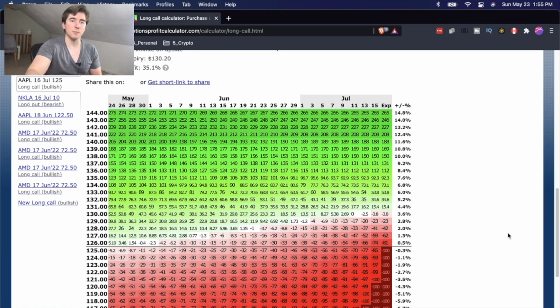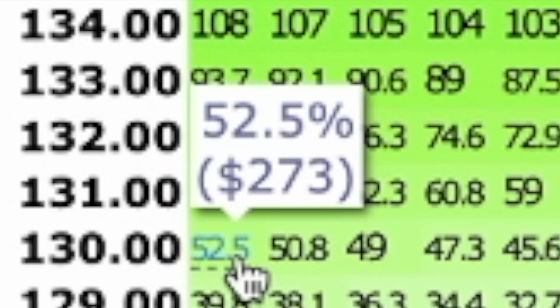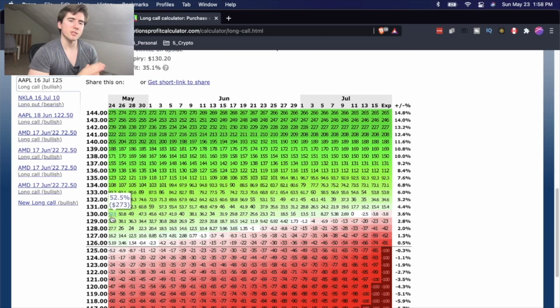So if Apple had some huge news come out over the weekend and it flew up to $130 on Monday this week, this option could gain $273 of value and net you 52.5% profit if you sold it then and there. And you'll notice as time passes and we stay at this $130 price target, our profits are starting to diminish. And this is what you call time decay.